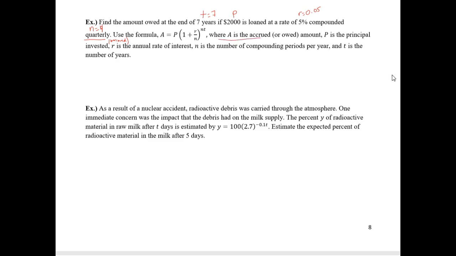So we're trying to figure out A, what's owed. So we don't know A. We know P is 2,000. Then 1 plus our rate as a decimal, 0.05, over N, the compounding, so 4 times per year, and to the NT power, N is 4, T is 7 years. So I would go ahead and simplify what's in your parentheses first.